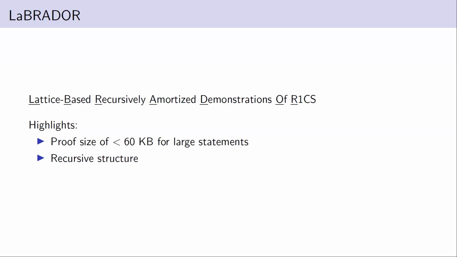So forgive us this slightly forced acronym, but the two main highlights that I would like you to take home, even if you fall asleep in a minute, are that we achieve proof sizes of less than 60 kilobytes, even for very large statements. Think, for example, of 2 to the 20 constraints in R1CS. And structurally, the proof system is built upon recursive folding and subprotocols. This is a bit similar to Bulletproofs, but with some additional ingredients.